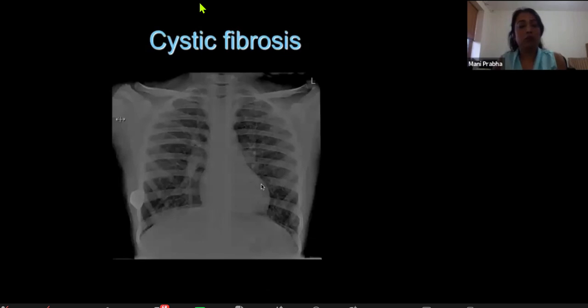And this is a case of cystic fibrosis. Portacath gives you a clue, streaky opacities, bronchiectasis, ring-shaped shadows. And which blood test we do, sorry, I don't remember.